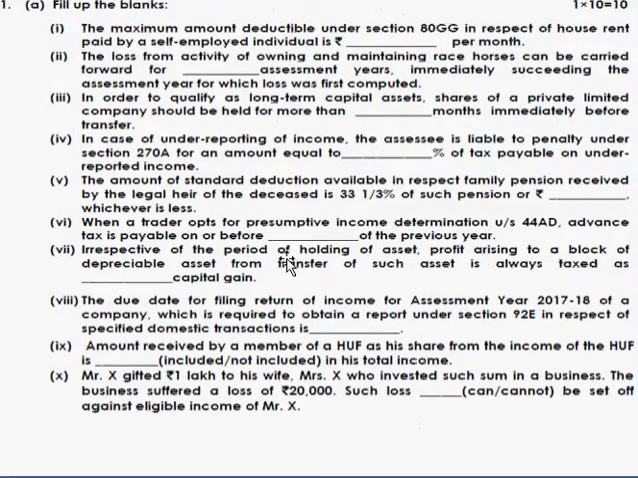Is it clear? Once again I repeat, the amount of standard deduction available in respect of family pension received by the legal heir of the deceased is 33.13% of such pension or 15,000, whichever is less.